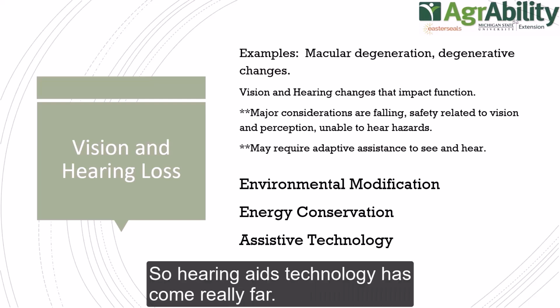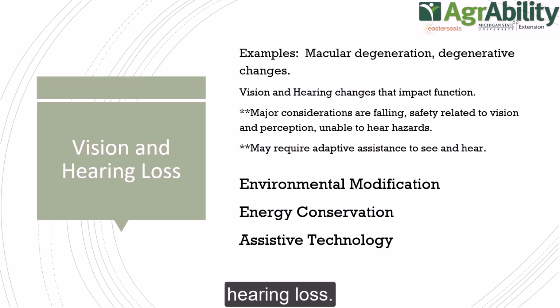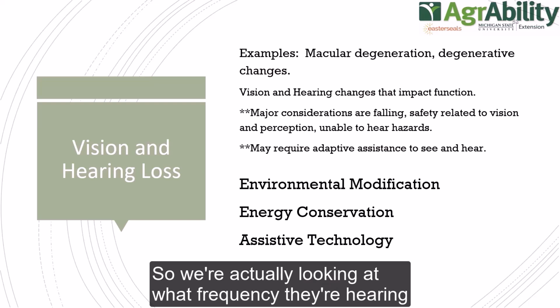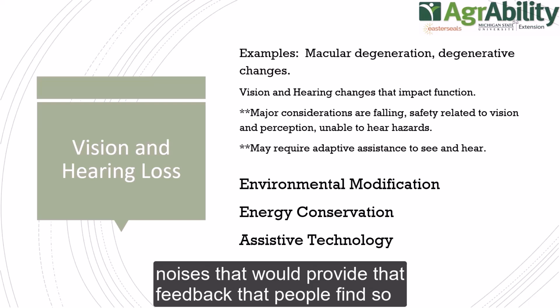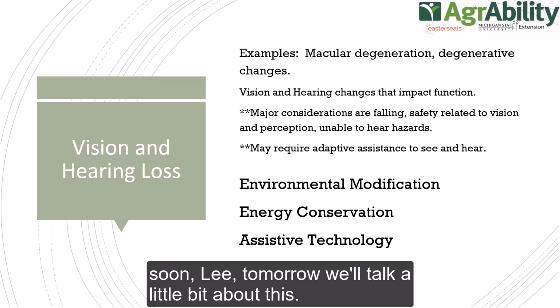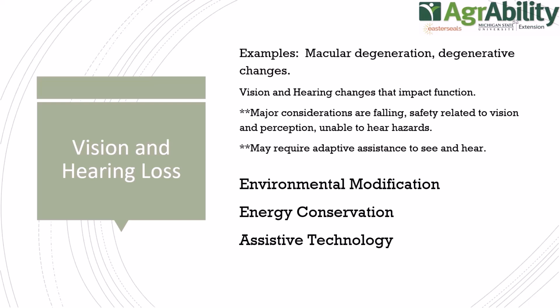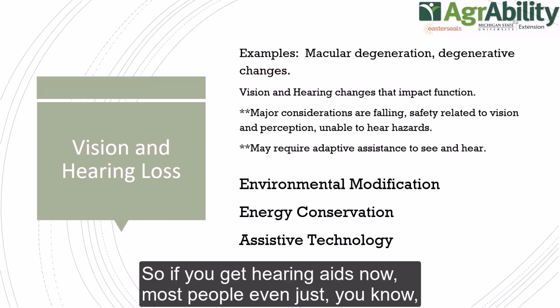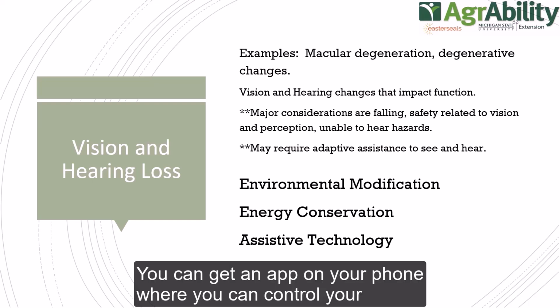Yeah, hearing aid technology has come really far, and they actually can look at the frequency of somebody's hearing loss. So we're looking at what frequency they're hearing within and can maybe tone out or dampen down noises that would provide that feedback that people find so annoying. The other interesting thing is that, and I'm sure Soon-Lee tomorrow will talk a little bit about this, that technology is also in your cell phone. So if you get hearing aids now, this isn't even beyond what grandma can get tomorrow if she wants it, you can get an app on your phone where you can control your feedback.